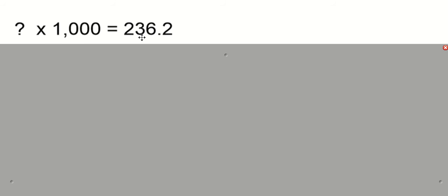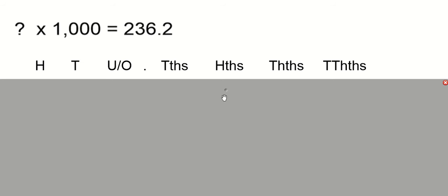So I'm going to start with this number, and instead of multiplying it by 1,000, I'm going to divide it by 1,000, and that will tell me the number that I started with. And then we can read back and make sure that it makes sense. So what I've done here is place value. You don't need to write all of this down, but again, if you're not feeling very confident, I would.